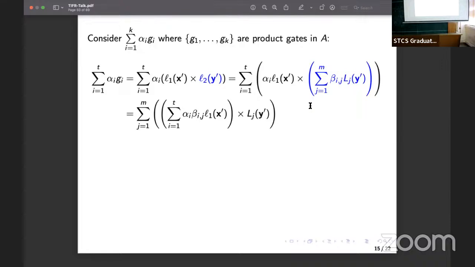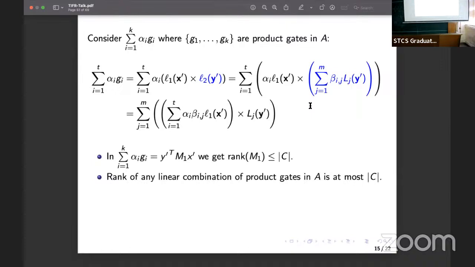The linear combination of product gates would look like this, where each GI is a product gate. What you know is this GI can now be written as a linear combination of m many linear forms. So you get this expression. So any linear combination of product gates in A can be expressed as y prime transpose n1 x, where the rank of this is at most C.